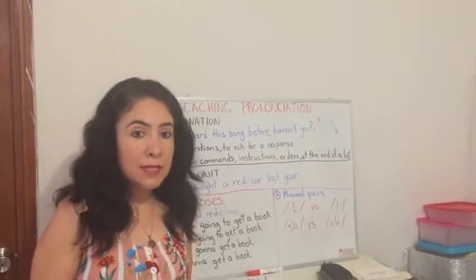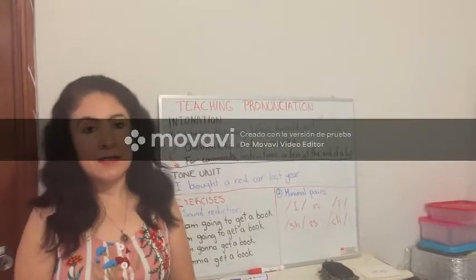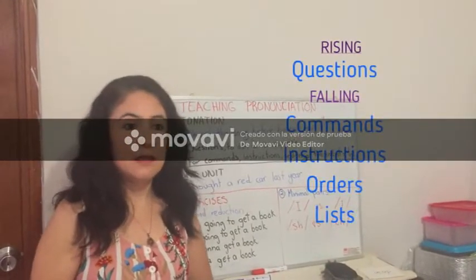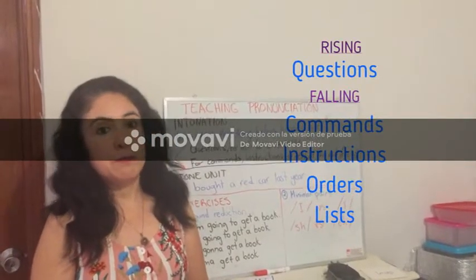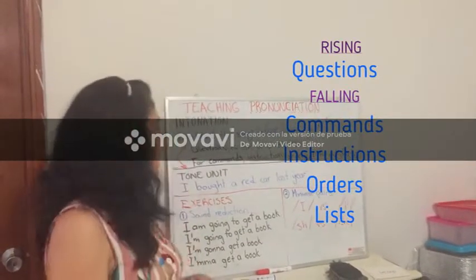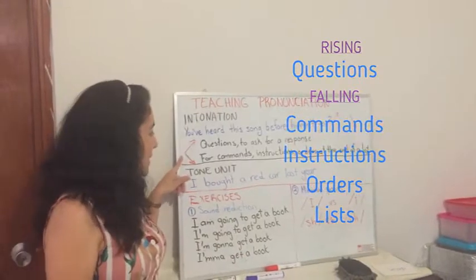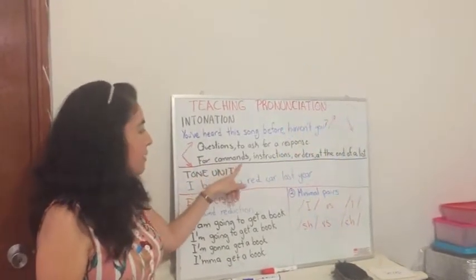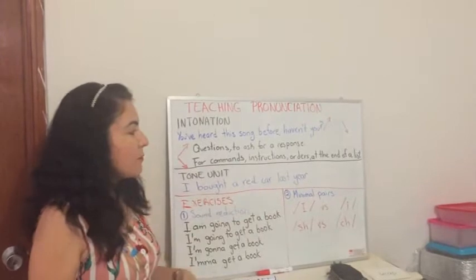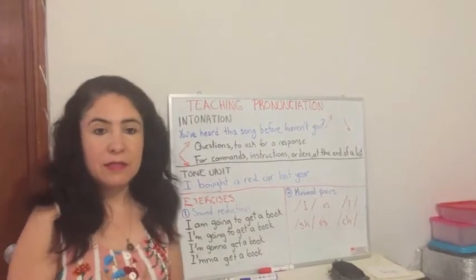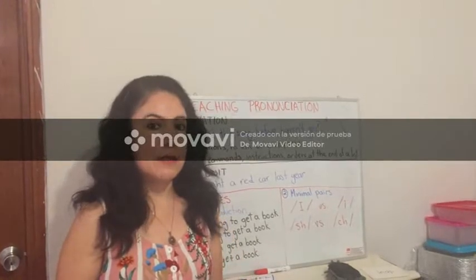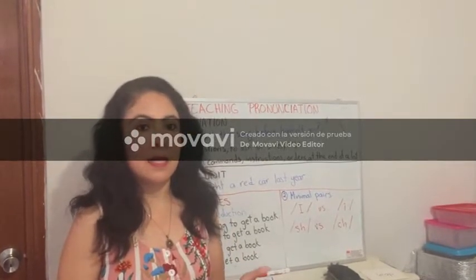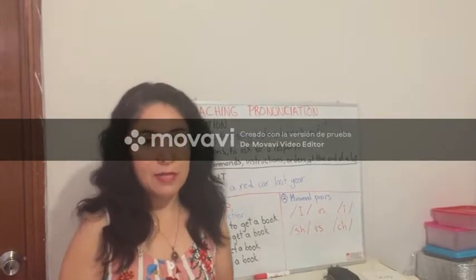Do you want to have breakfast? Rising intonation. Did you pick up the laundry? Did you pick up the dry cleaners? Now, for falling intonation, we use it mainly for commands, instructions, orders, and at the end of a list. For example, we need to go grocery shopping, we need eggs, milk, and bread. So that's falling intonation.